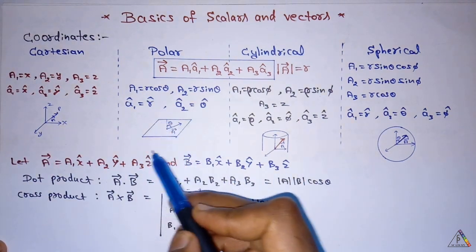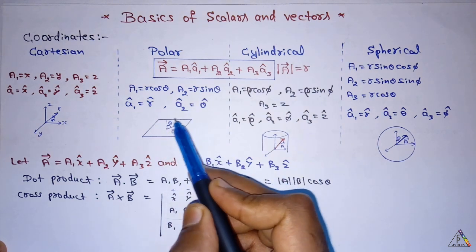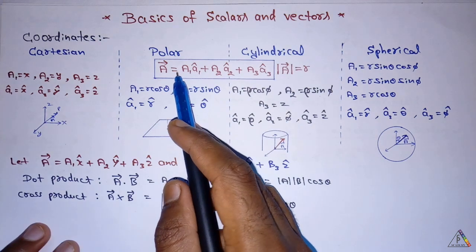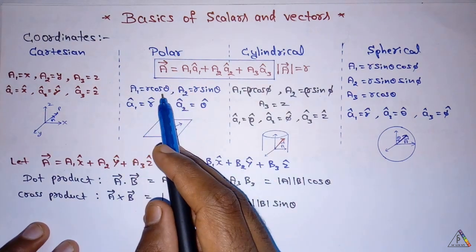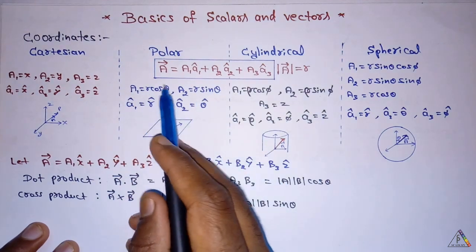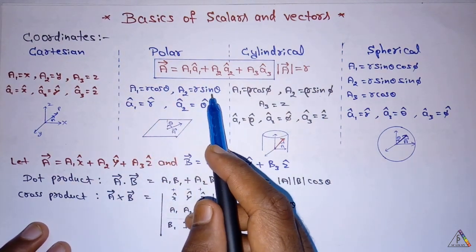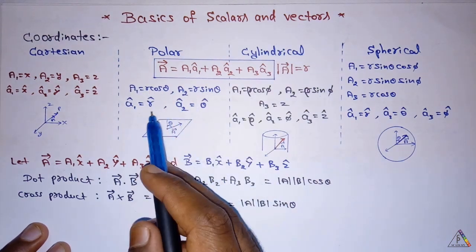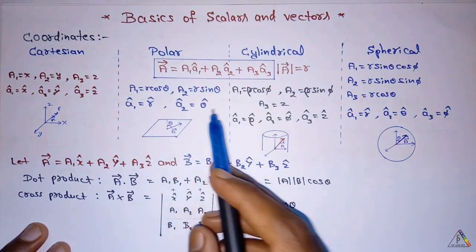If any system is moving on the surface of a plane, we represent it by polar coordinates, where a1 is equal to r cos theta and a2 is equal to r sin theta, that is x is equal to r cos theta and y is equal to r sin theta, and the unit vectors along these variables r and theta are r cap and theta cap.